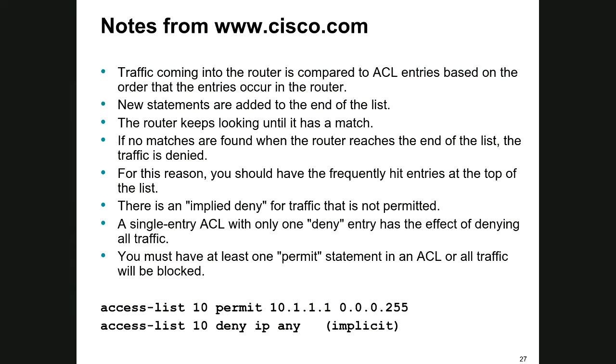The router will keep looking until it finds a match. When it finds a line that matches, it will stop looking and do the permit or deny that was in that line. If no matches are found in the list, the implicit deny any at the end takes effect. So for performance reasons, frequently hit entries should be at the top of the list. There's an implied deny for all traffic that's not permitted. So this means that all access control lists must have at least one permit statement in them somewhere, or all traffic is denied. And that's not what you want to do. That wastes too much of the processor capability of a router. You could do better with just the shutdown statement.